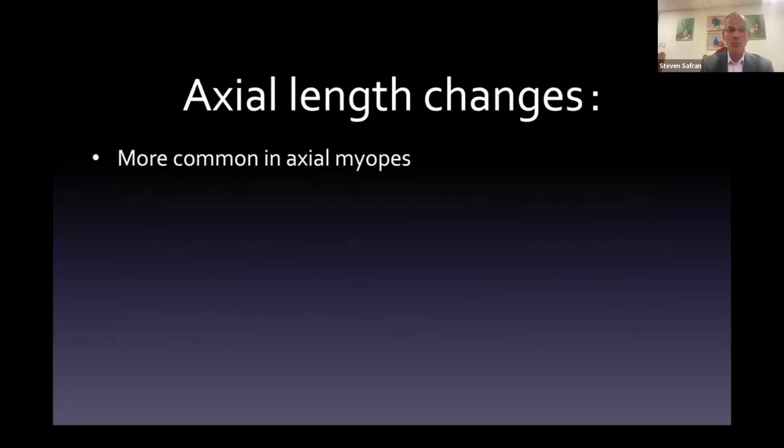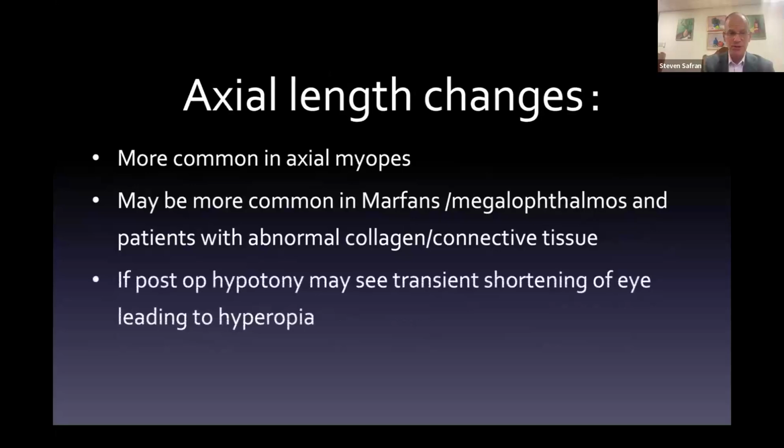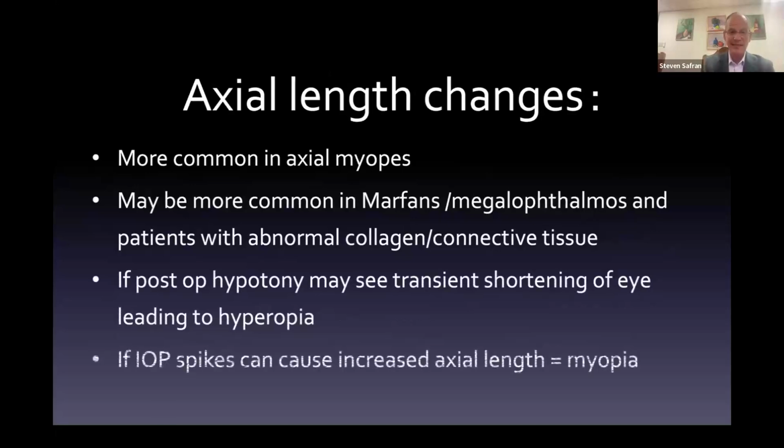Axial length changes are more common in axial myopes. They may be more common in Marfan's, megalophthalmos, and patients with abnormal collagen and connective tissue disorders. If there's postoperative hypotony, you see a transient shortening of the eye leading to hyperopia, and IOP spikes can cause increased axial length myopia.